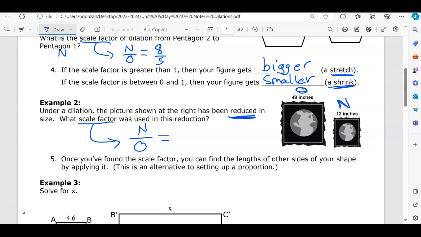Okay, what's going to go on top? 12 over what? 12 over 48, okay? Because the new smaller one has a side length of 12, and that corresponds to 48, the original 48. So take that fraction, and if you can, reduce it, right? Y'all got the luxury of these yellow calculators that'll reduce it for you. What is 12 over 48 reduced to?